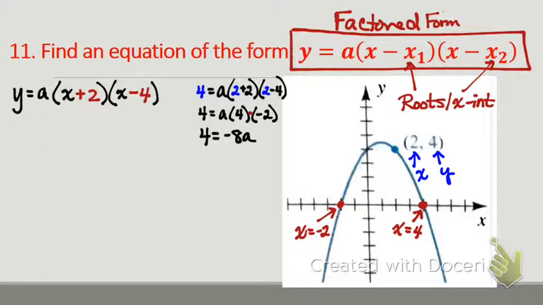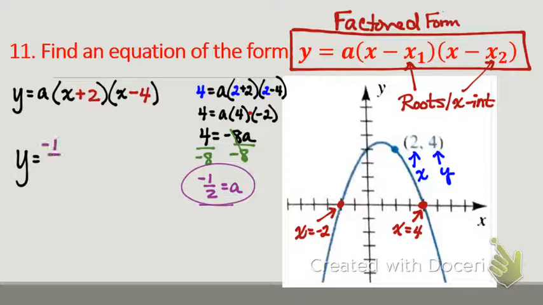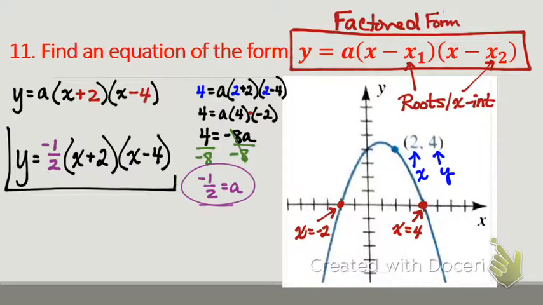What is our a value? Negative 1/2. So what is my equation then? y equals negative 1/2 times (x plus 2) times (x minus 4). Yes, y equals negative 1/2 (x plus 2)(x minus 4). That finishes off 3.6.